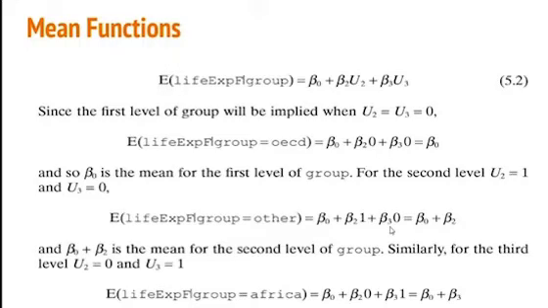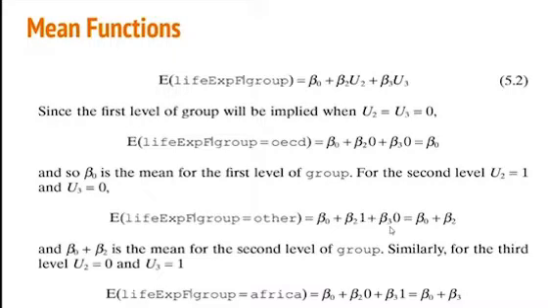So beta naught plus beta 2 is actually the mean for the second level of group, which means the mean of the second level of the group is beta naught plus beta 2. That's what we mean. What if I ask you, what is the mean of the second level of a group? It is the intercept plus beta 2. Then how do I get the mean of the third level? It's going to follow the same way, which is just beta naught plus beta 3.